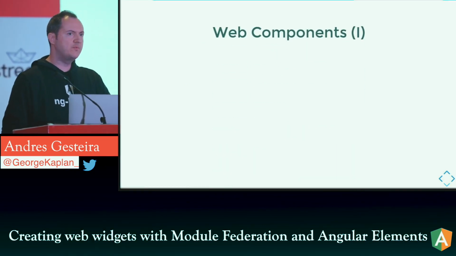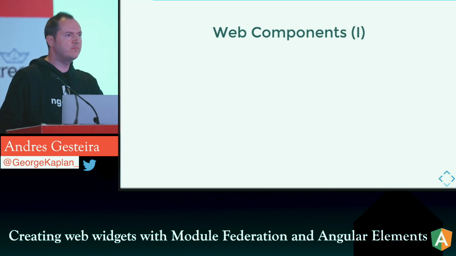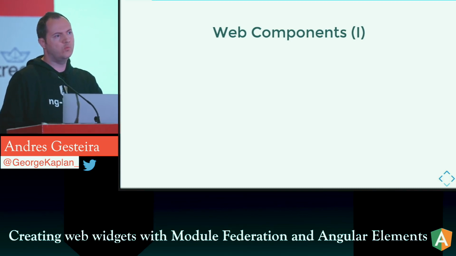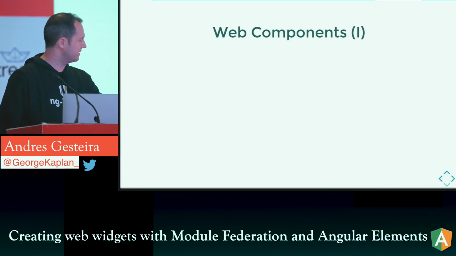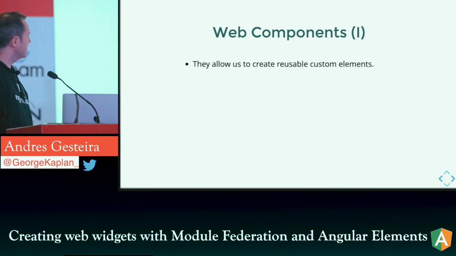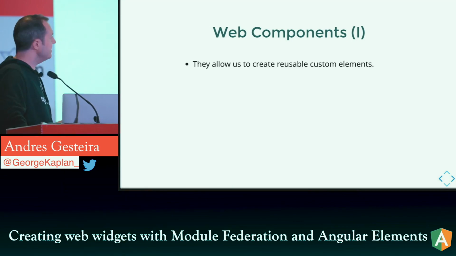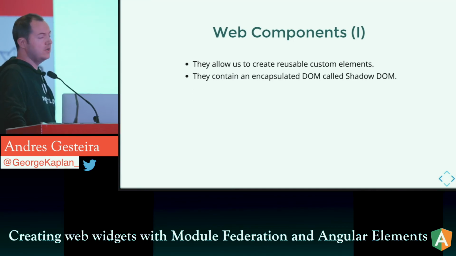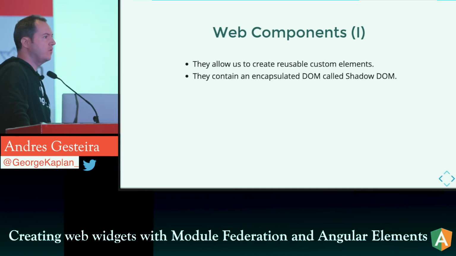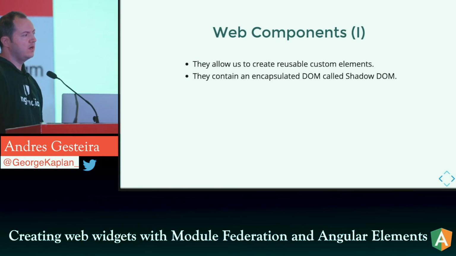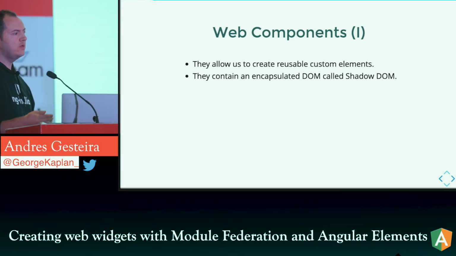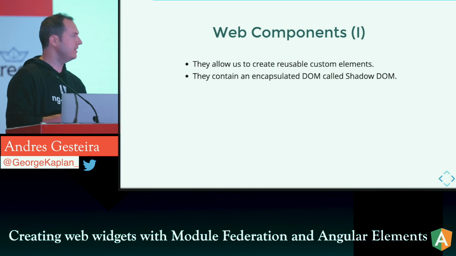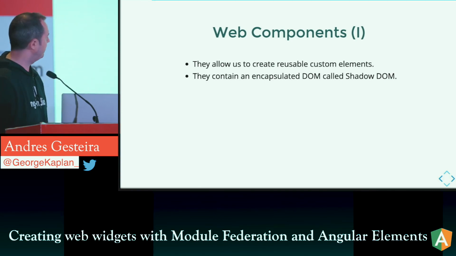And then we have web components, which is a very good way of doing microfrontends. It's the way I recommend to do microfrontends, let's say. Web components allow you to create reusable custom elements. They also contain an encapsulated DOM called Shadow DOM, and that's the great benefit of web components. So styles from outside the web component will not penetrate into the encapsulated Shadow DOM.